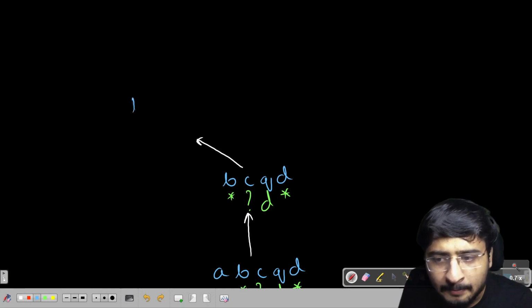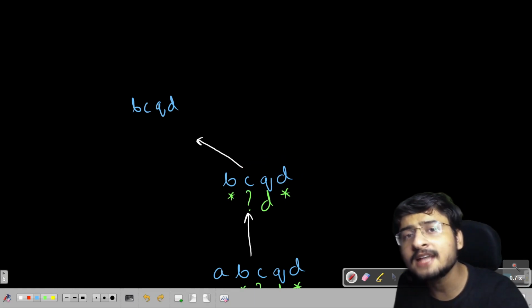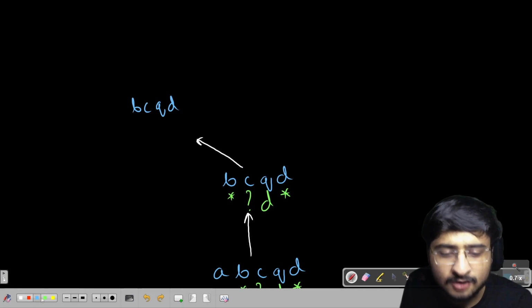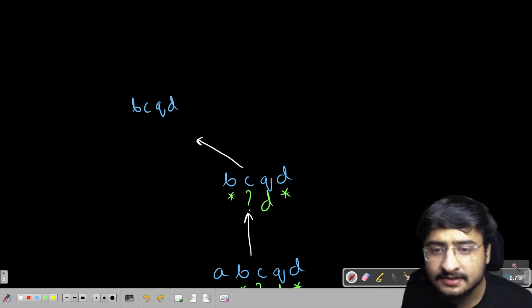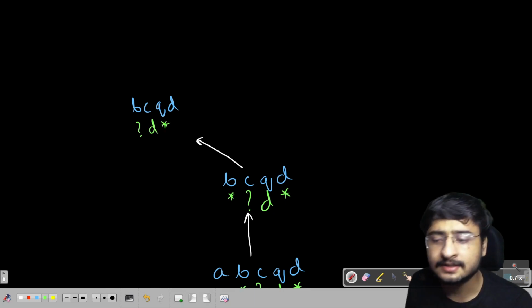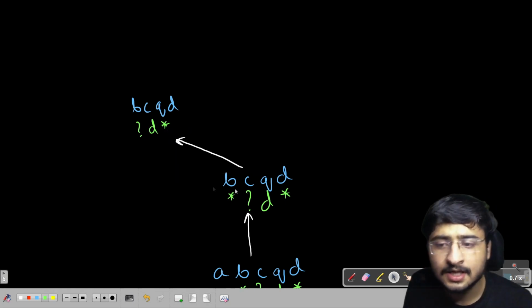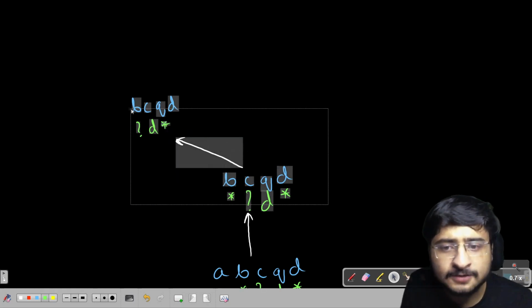So B, C, Q, D. The string remains as it is, but star is missing now because star has become an empty string itself. So now the remaining pattern is question mark, D, and then star. This is the remaining pattern. I hope this is clear to everybody. Yes or no? Okay. This is one of the options for this star.